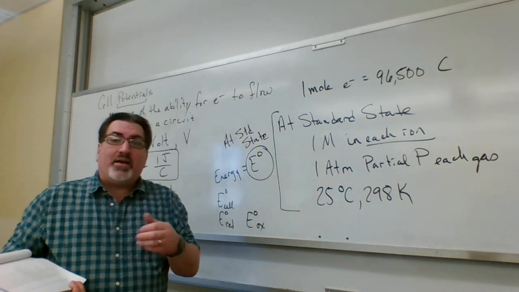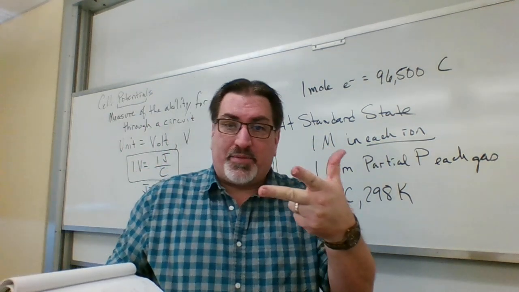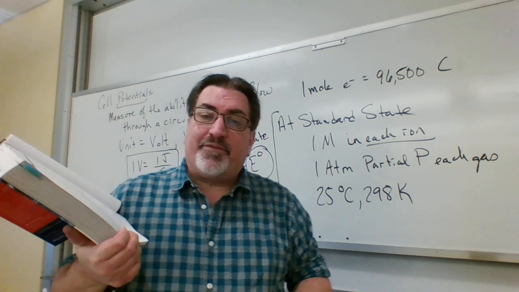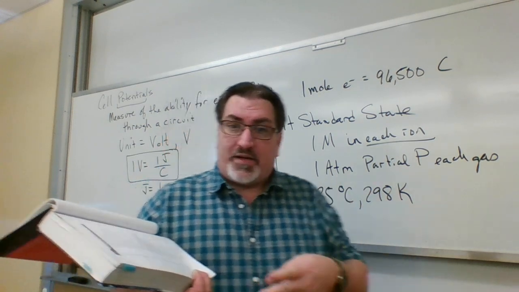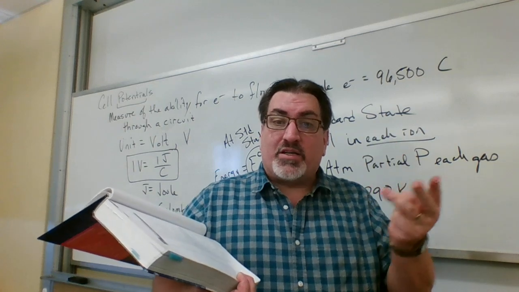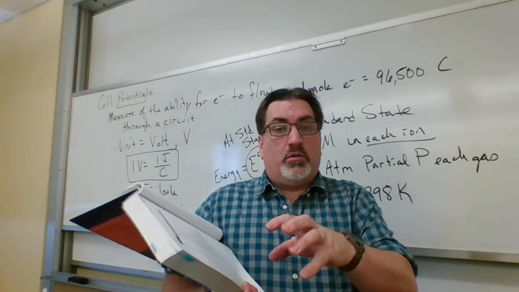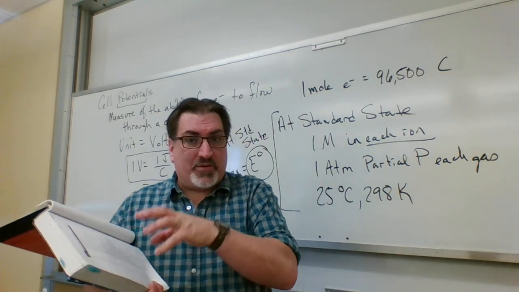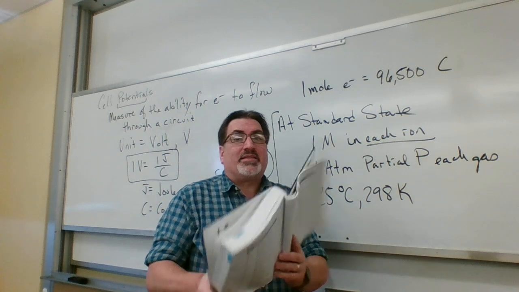For example, iron has 3+, 2+, and 0 as its oxidation possibilities. So in the table, you might find a 2-electron reduction of iron, a 3-electron reduction of iron, and a 1-electron reduction of iron 3 to iron 2. So make sure you know what's being oxidized, what's being reduced, and how many electrons when you look at the table to find the standard potential.